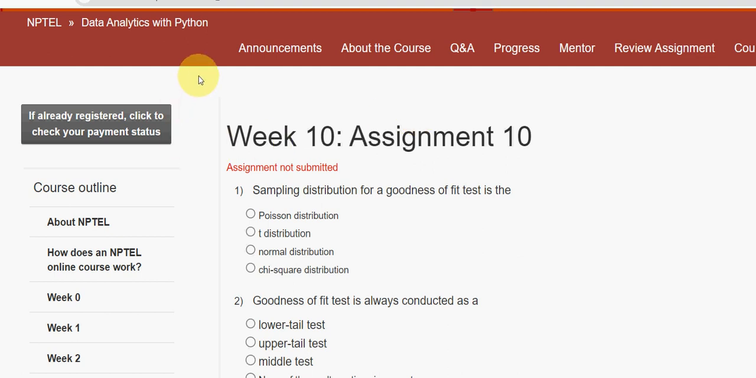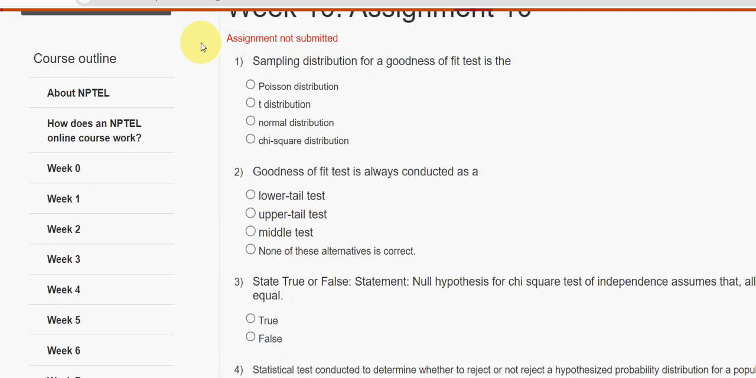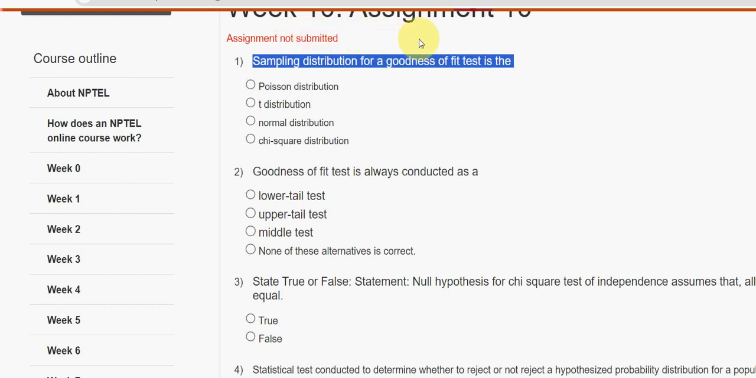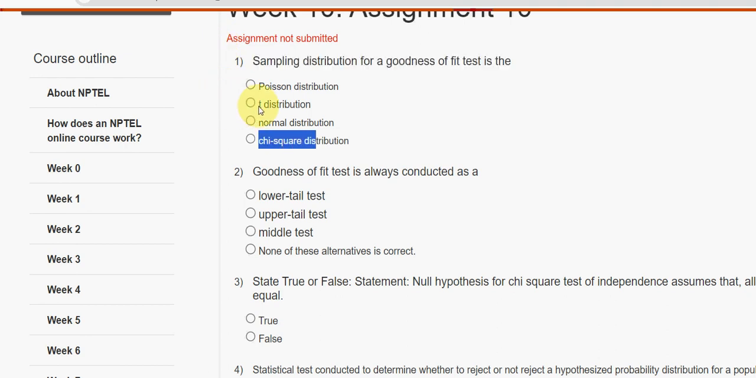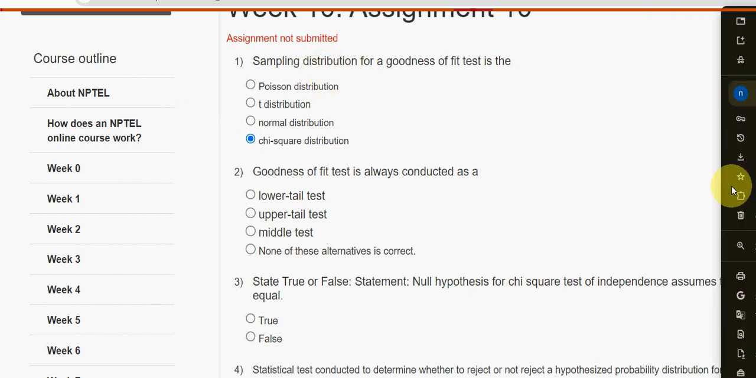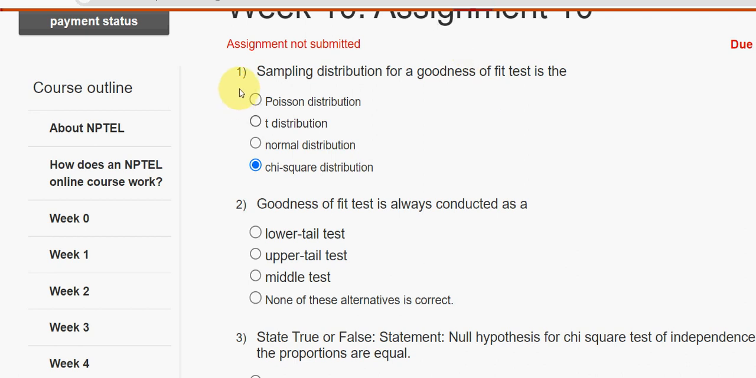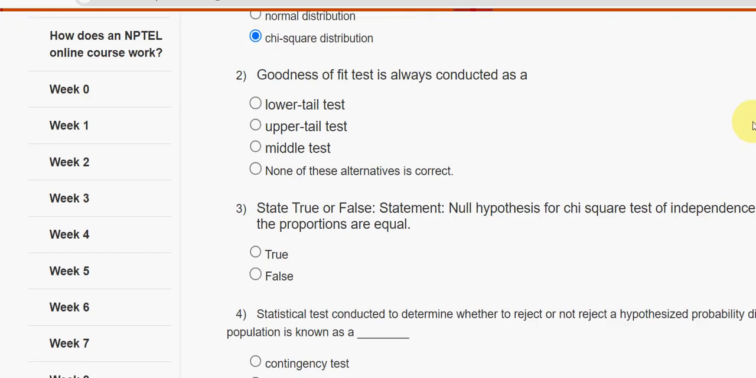So let's see the first question now. Sampling distribution for a goodness of fit test is what type of distribution? For the first question, the answer is the fourth option, chi-square distribution. Chi-square distribution, that is the fourth option, guys. Fourth one. Next, second question.